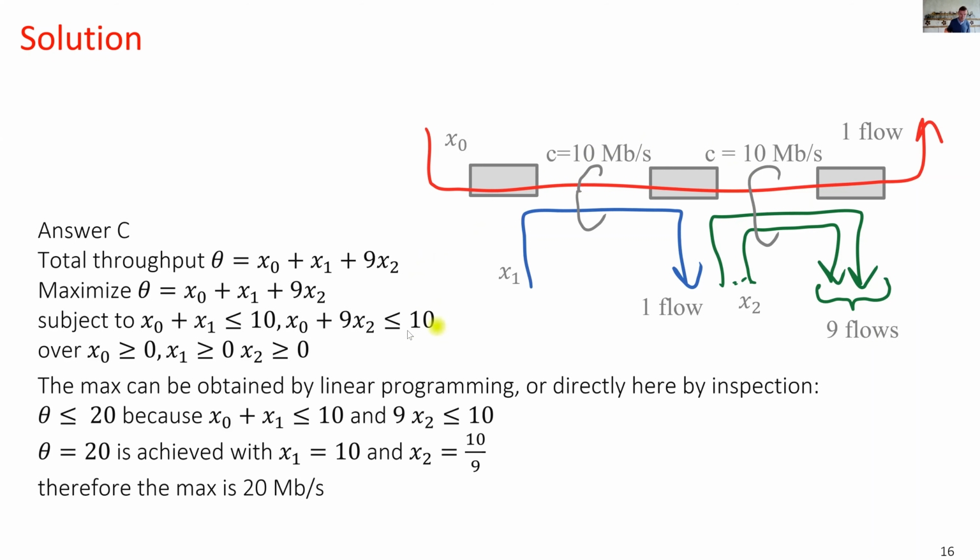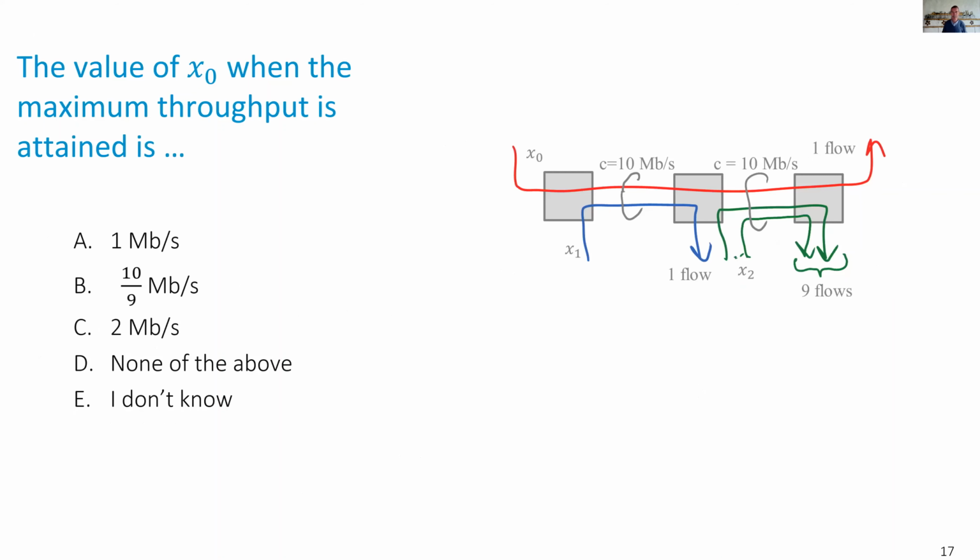It's easy to see that you cannot do more than that, because x0 plus x1 is less than 10 and 9 x2 is less than 10. So total capacity is 10 plus 10, 20. So you cannot do more than that, but you can do this. So the answer is 20 megabit per second. Okay, but the interesting thing is now what happens to x0 when we reach the maximum throughput. So assume I know there is at least one allocation that gives 20 in maximum. For any allocation that reaches the maximum throughput, what do we have for x0?